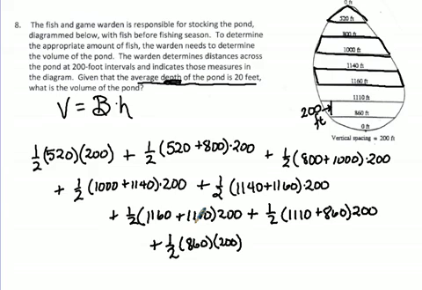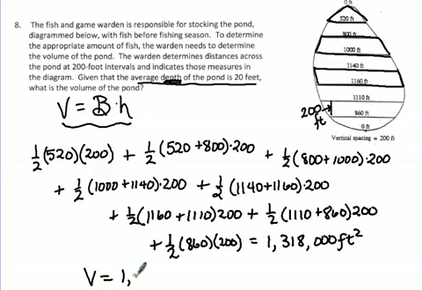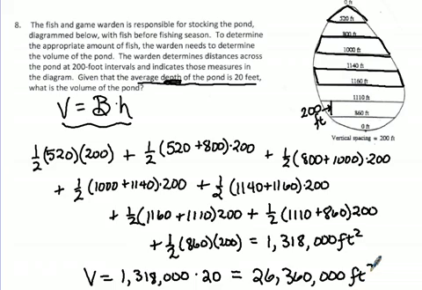If we put that in your calculator, do so very carefully, you should get an area of 1,318,000 square feet. So that's the area of the surface of our pond. Remember, our goal was to find volume. Volume is going to be equal to that 1,318,000 square feet times the height or the depth, which is on average 20 feet. And that calculation gives us a volume of 26,360,000 cubic feet.